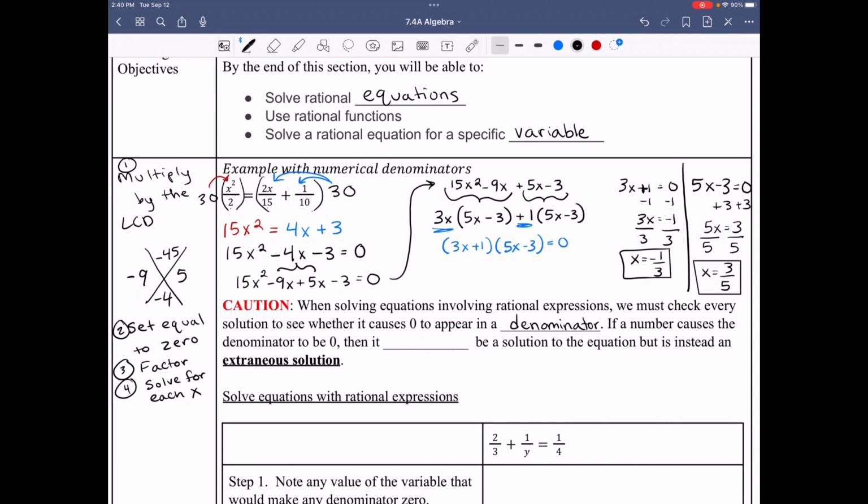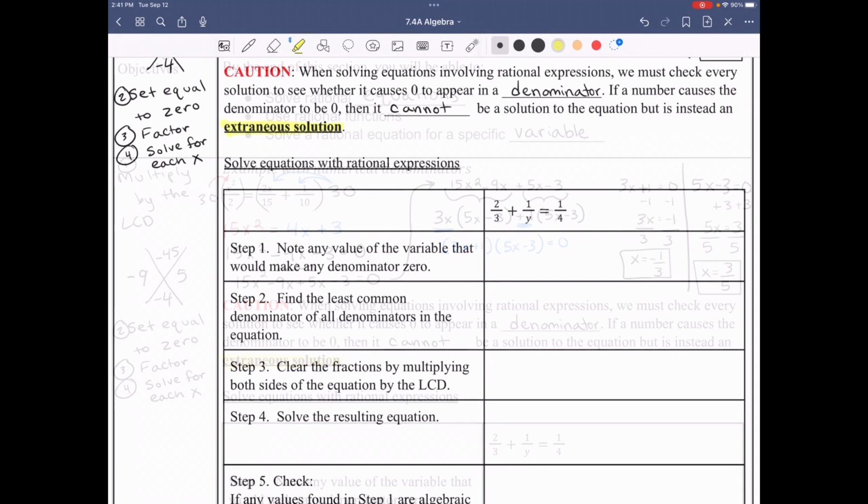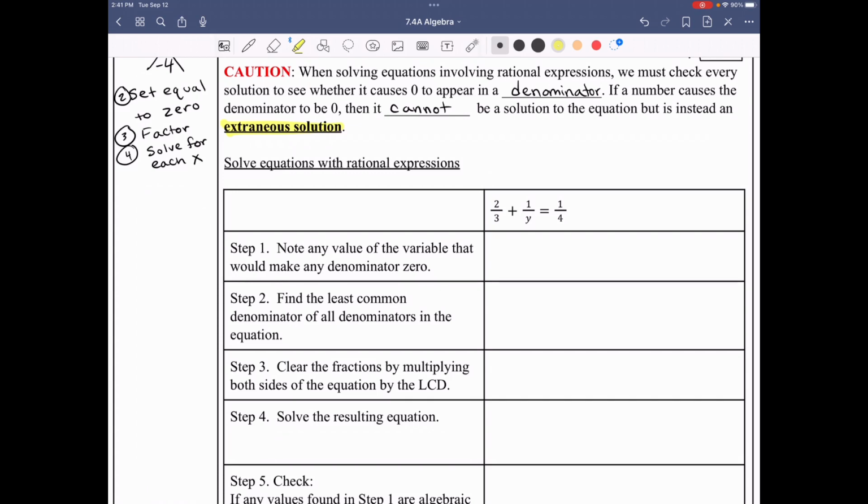If a number causes the denominator to be 0, then it cannot be a solution to the equation, but it's instead an extraneous solution, which means it doesn't really exist. We're going to go step by step with this next question, where we're solving equations with rational expressions.